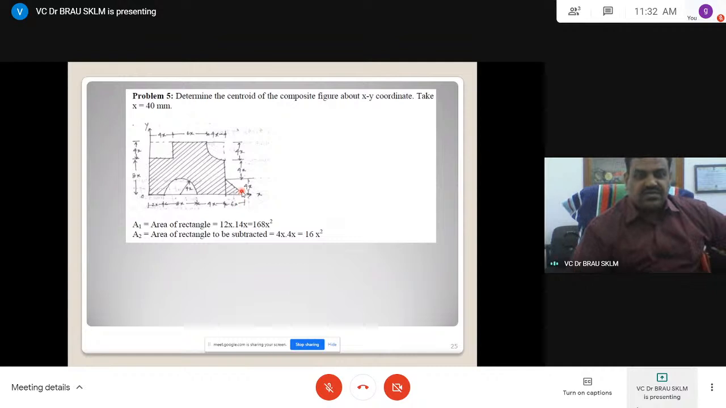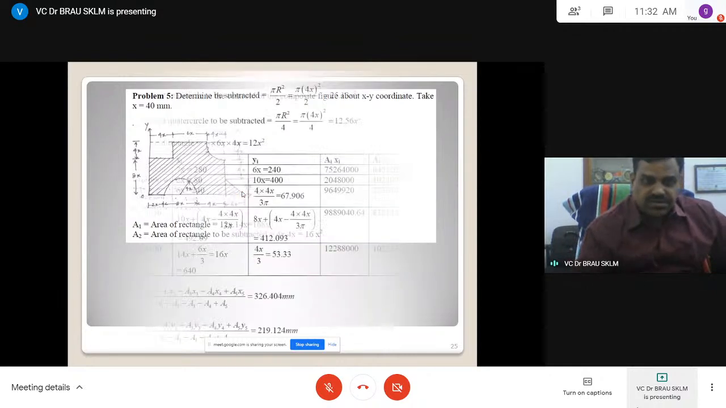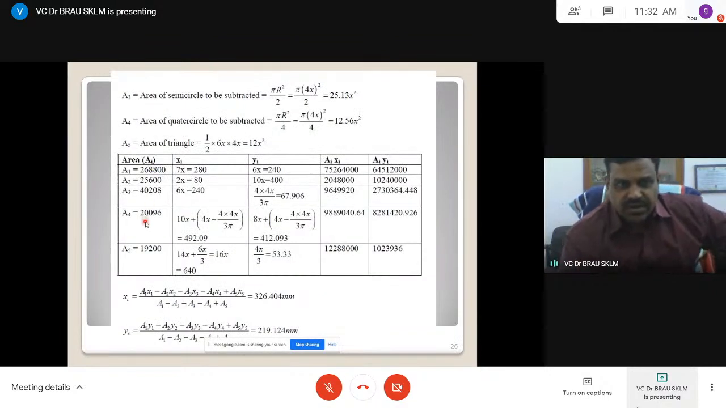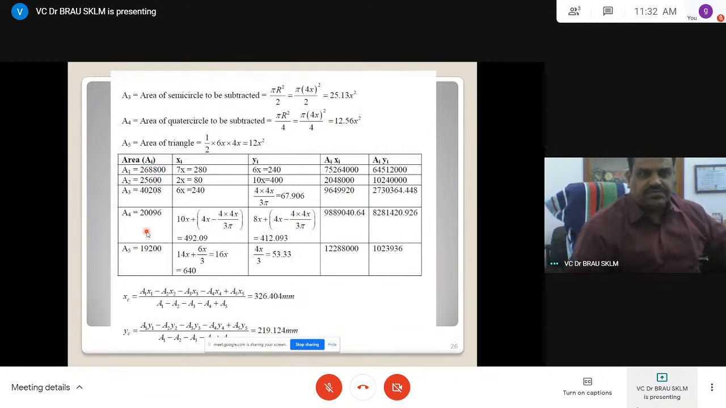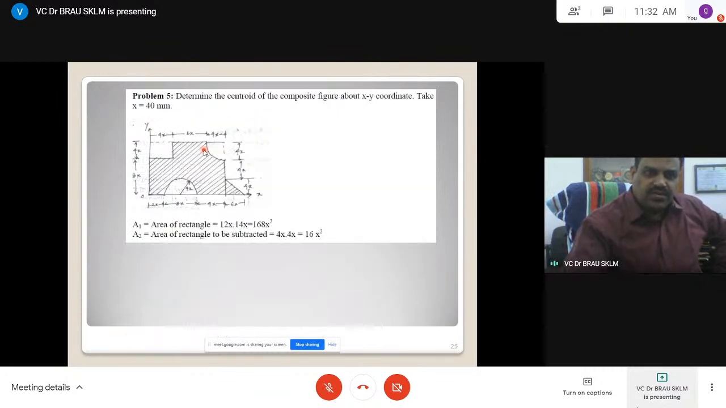Area. See, this is what now the expression is. A1, A2, A3, A4, A5. A3 is area to be subtracted, pi r square, area of quarter circle subtracted, and area of triangle to be added. A1 is area of rectangle, 12 into 14x. This is 12 and this is 14. Both x are there, it is x square. A2 is the area of triangle to be subtracted.